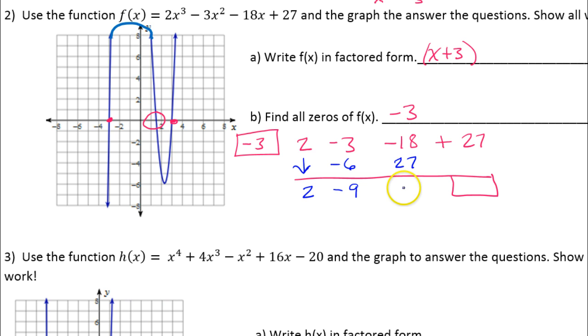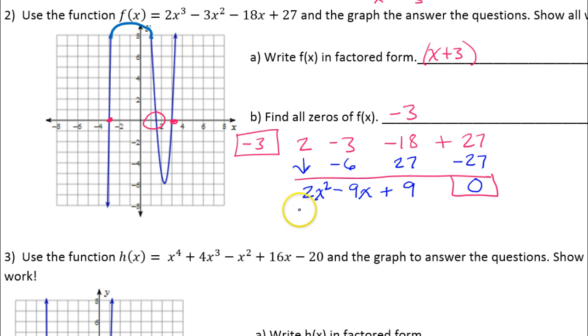Negative 18 and 27 make positive 9. And 9 times negative 3 makes negative 27. And we get that 0 remainder. Turning this back into a polynomial, this would be the constant, this would be the x term, and this would be the x squared term. So I have 2x squared minus 9x plus 9.